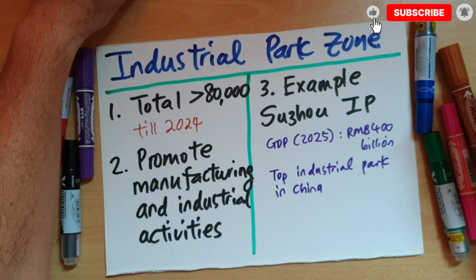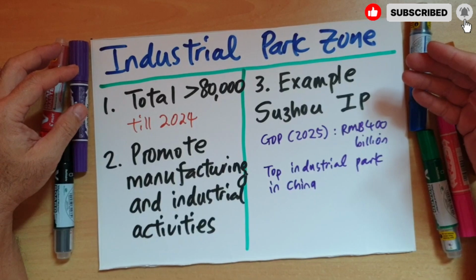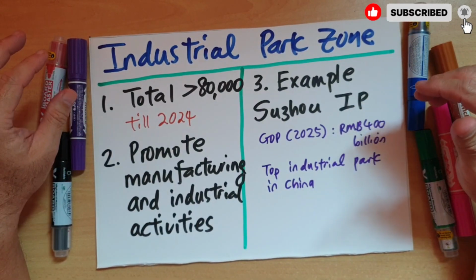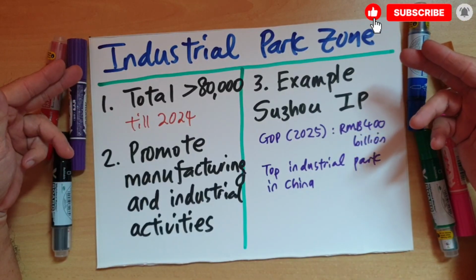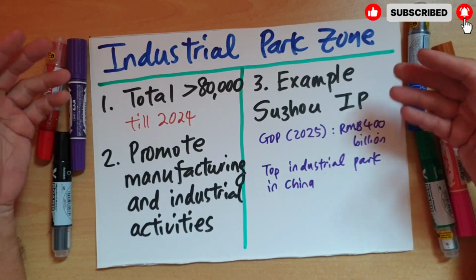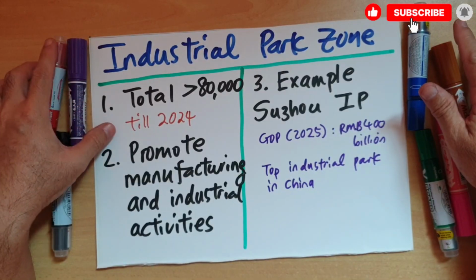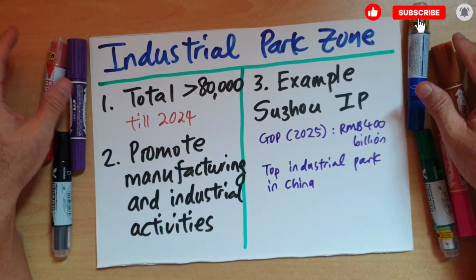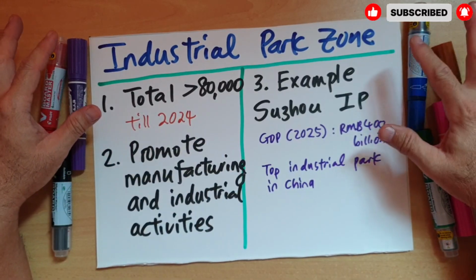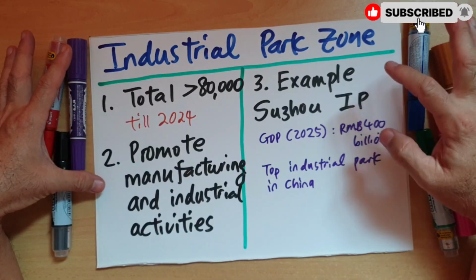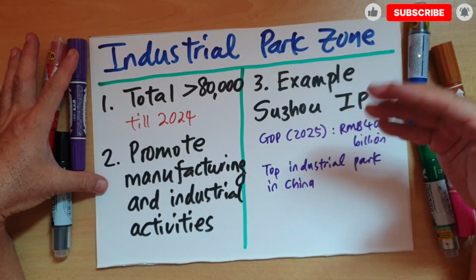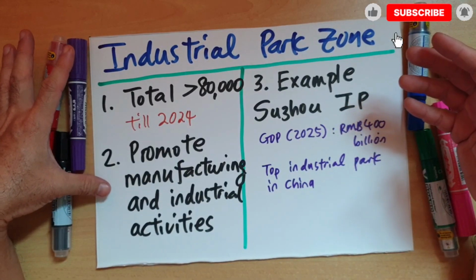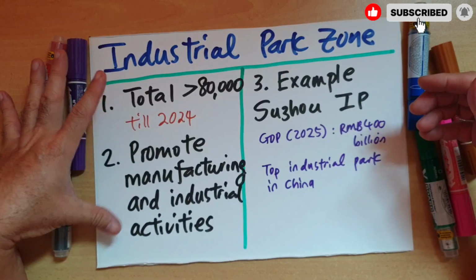The next one we're going to talk about is the Industrial Park Zone. A lot of people might not know that, for example, Singapore Suzhou Industrial Park belongs to this category. Actually, there are quite a lot of these industrial park zones in China. Up to 2024, there are more than 80,000 of these industrial parks in China. And of course, as the name implies, the main aim of these industrial parks is to promote manufacturing and industrial activities.